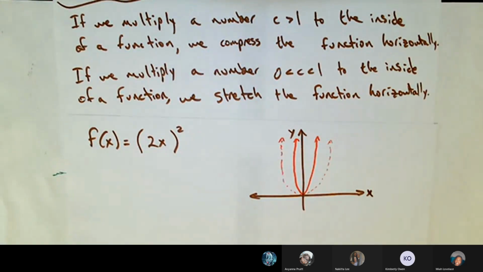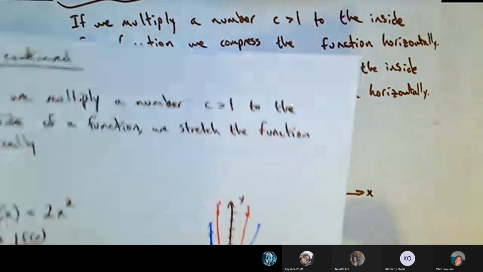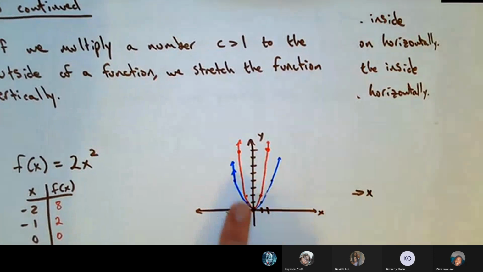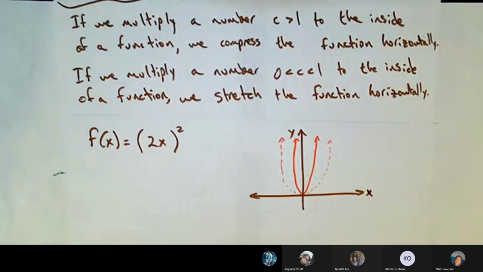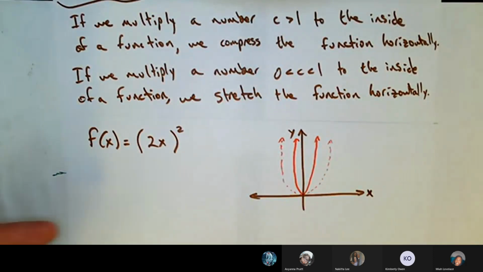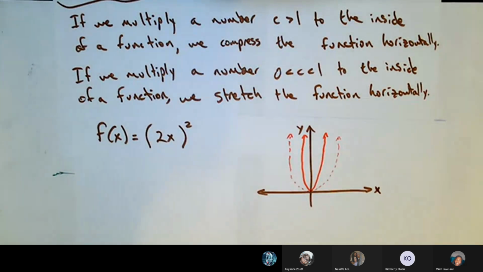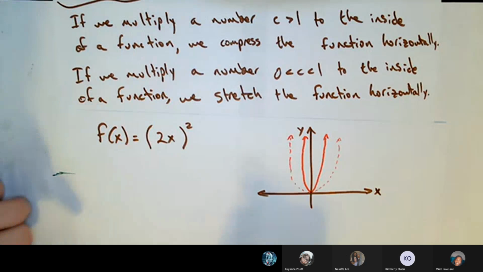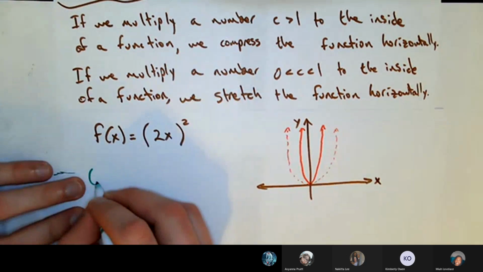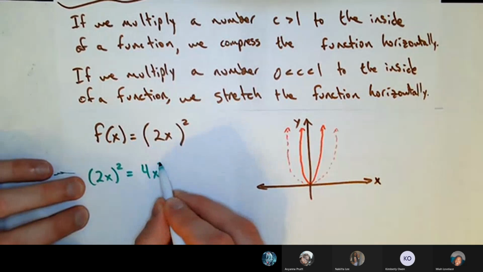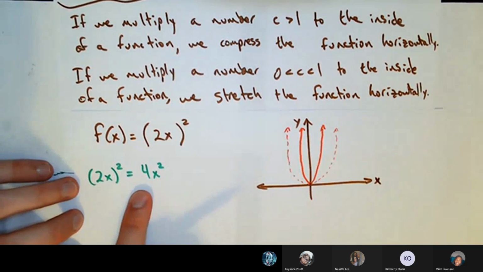Now, that looks like a vertical stretch, though, doesn't it? That looks very much like how we described a vertical stretch, with blue being the base parabola and then the red line here. It looks like a vertical stretch, and that's no coincidence. You can show that (2x) squared is the same as 4x squared, with a 4 on the outside.